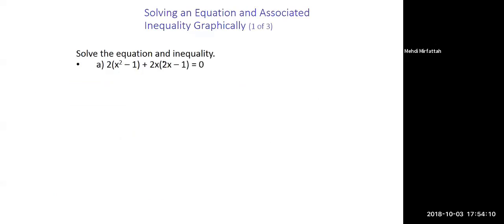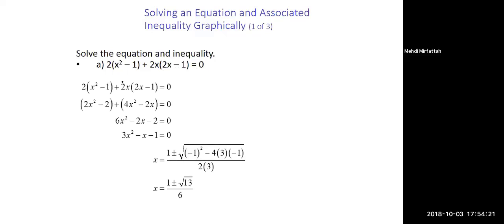Solve the equation and inequality. So this is given to us as 2 times x squared minus 1 plus 2x times 2x minus 1 equal to 0. So in this case, I could distribute this. I get 2x squared minus 2. And then I'm going to distribute the 2x. You get 4x squared minus 2x. Combine like terms, I get a total of 6x squared minus 2x minus 2. And then I'm going to write this in order.